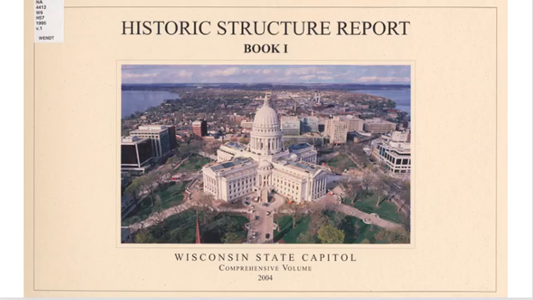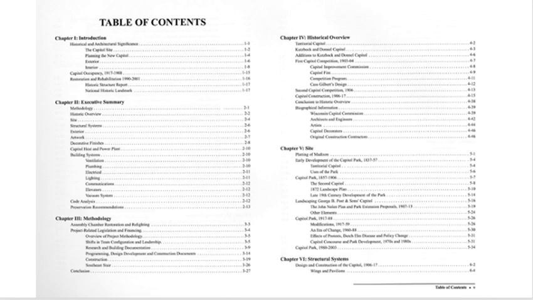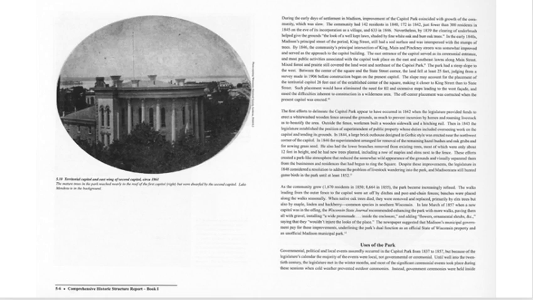If we look at an actual historic structure report, here's one that was done on the Wisconsin State Capitol in 2004. Looking at the table of contents, we can see some of the things that are in a historic structure report, including a historic overview, descriptions of the site, the structural systems of the building, exterior, interior, artwork, and decorative finishes. In this case, the report even goes into the heating and cooling systems and other systematic parts of the building because, of course, it's a large institutional building.